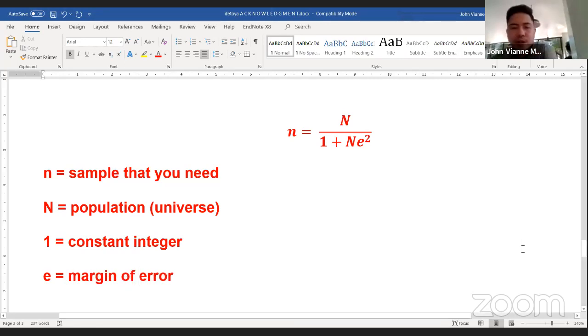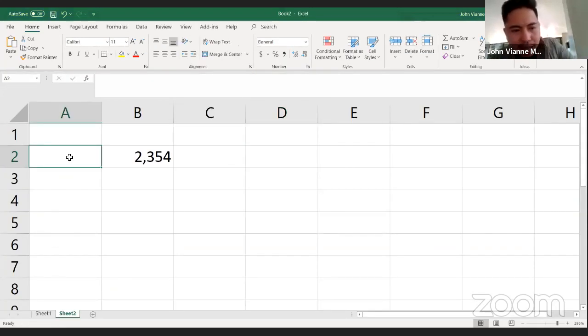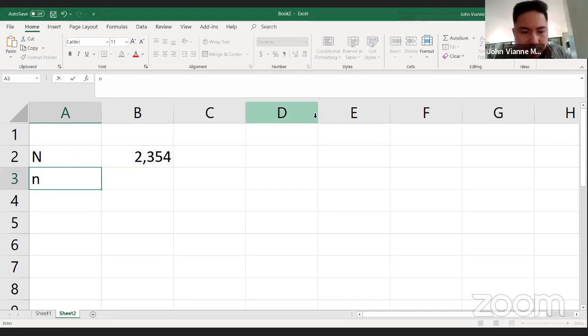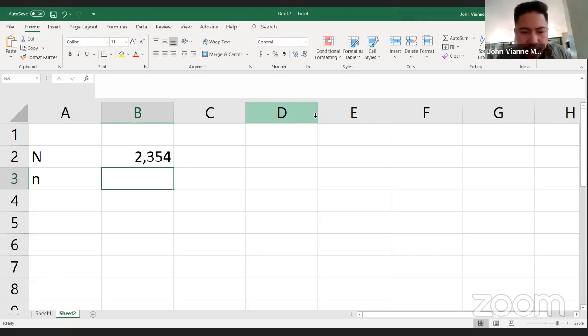Okay, again, we're going to compute the sample size using this conventional method, using the Yamane's formula. It's small n equals big N over 1 plus big N E squared. So here's the thing that you're going to do. Now, we're going to compute that using Excel. So we have a big N equals 2,354. So what will be our small n? Diba? Yan ang hahanapin natin.